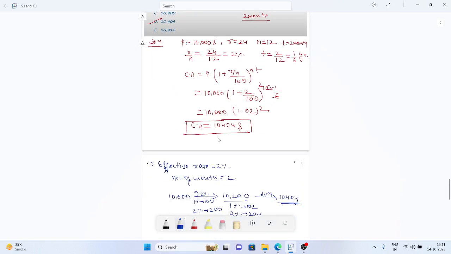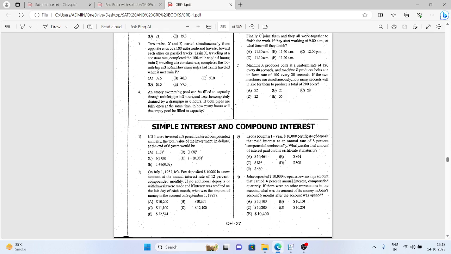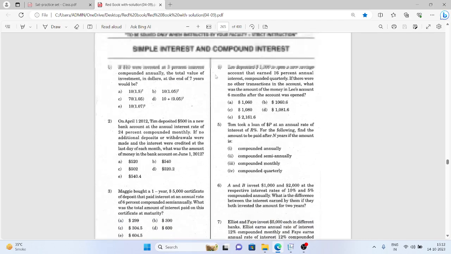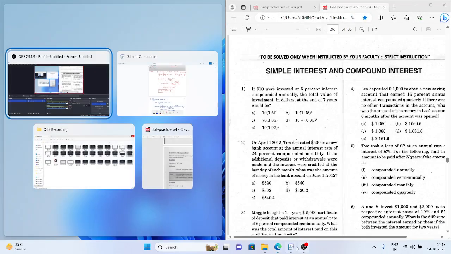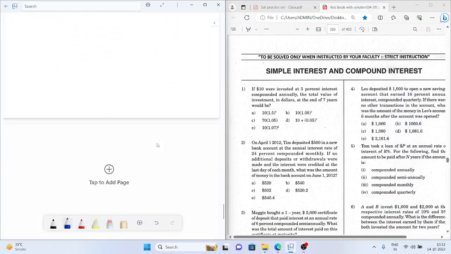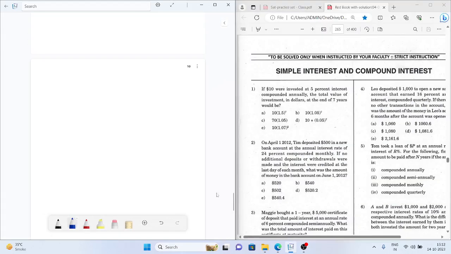Done? Okay. Now just give me some time, 2 or 3 minutes, then we do some questions. Okay. Just let me open my PDF. So this is the exercise for compound interest. So we do some questions here, then we see. Okay.